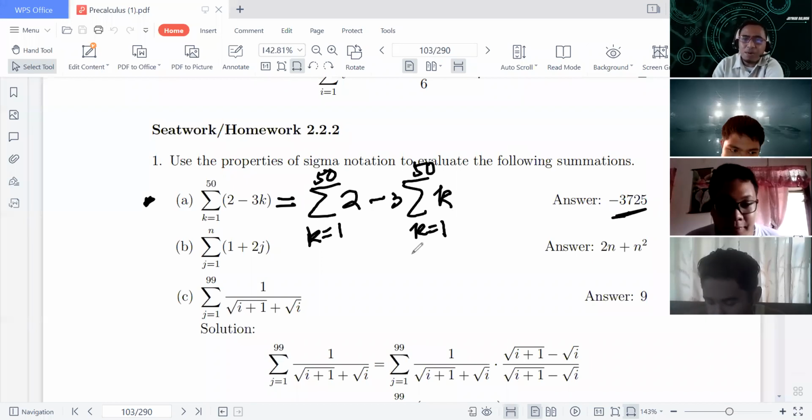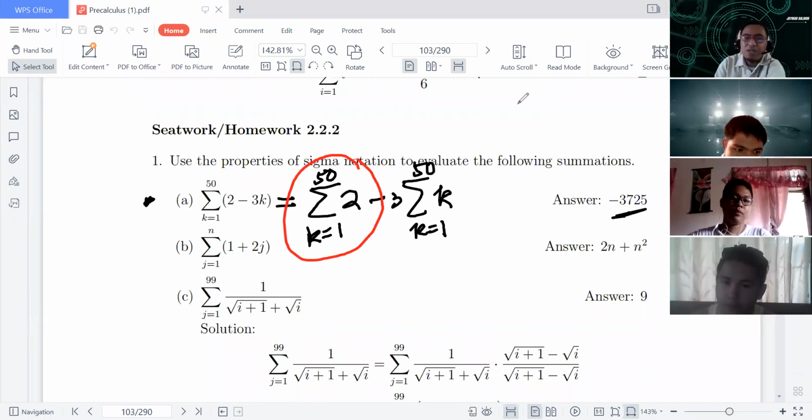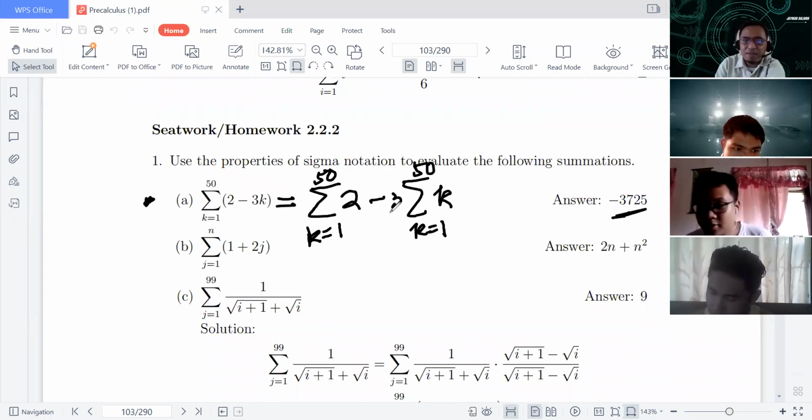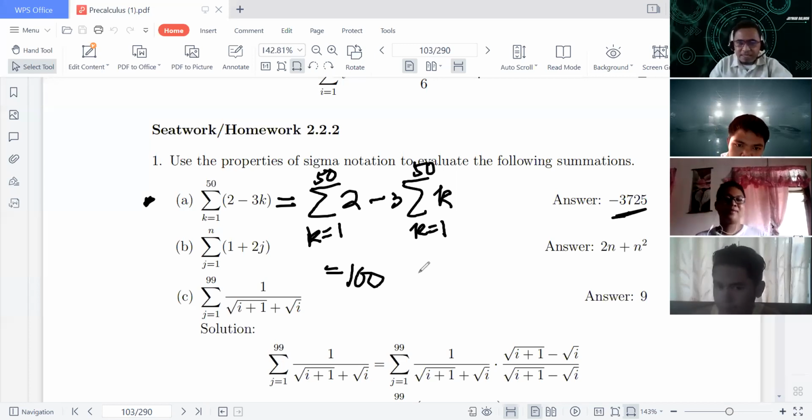Now, what formula will we use for this portion? The formula CN, sir. Very good. So what is the answer here? 100. Why 100? Because of the formula CN, C times N. C is 2 and N is 50. Correct, that's why you have 100. I think that is very clear.